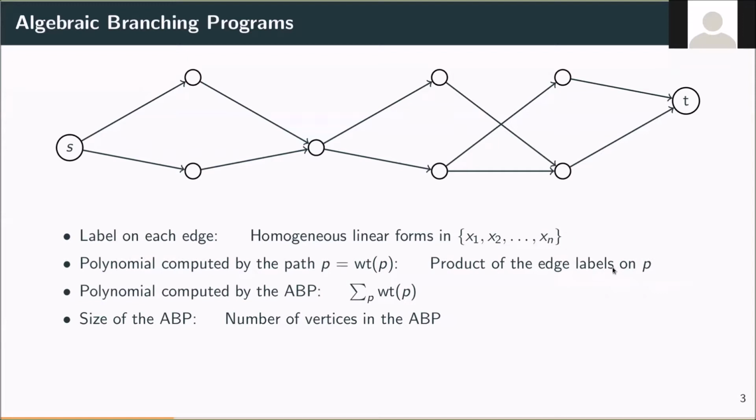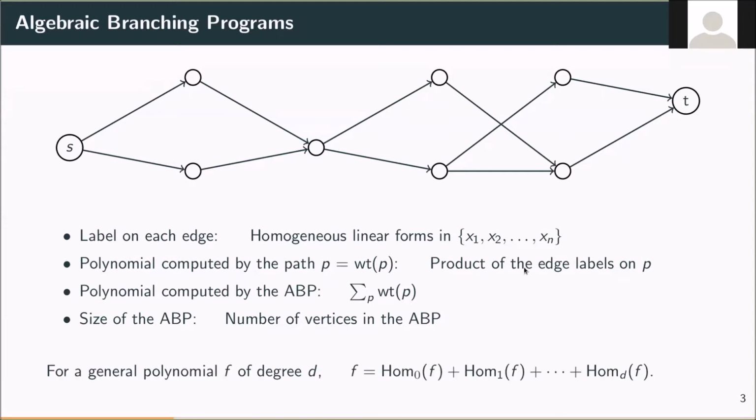The way I have defined them, ABPs only seem to compute homogeneous polynomials. But for general polynomials, what we will do is look at the polynomial as the sum of its various homogeneous components, and we'll compute each of those homogeneous components individually and then combine them to give a big ABP computing the original polynomial. So this way, the size of the ABP computing F will just be the sum of the sizes of the ABPs computing the various homogeneous components.